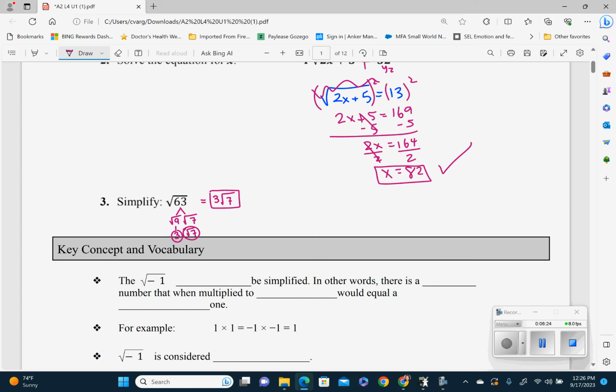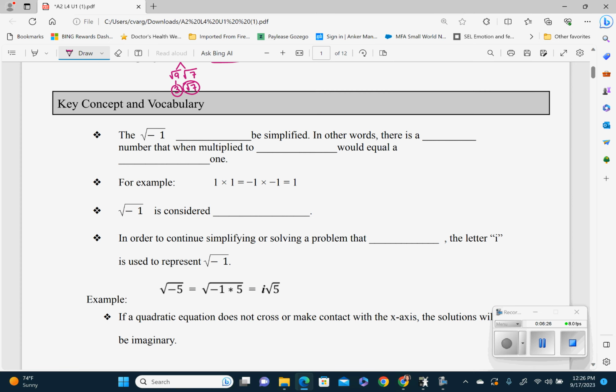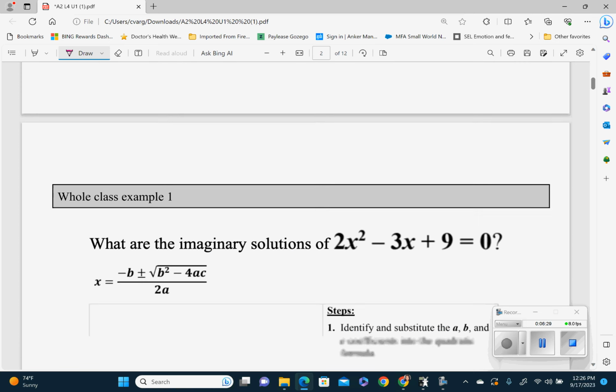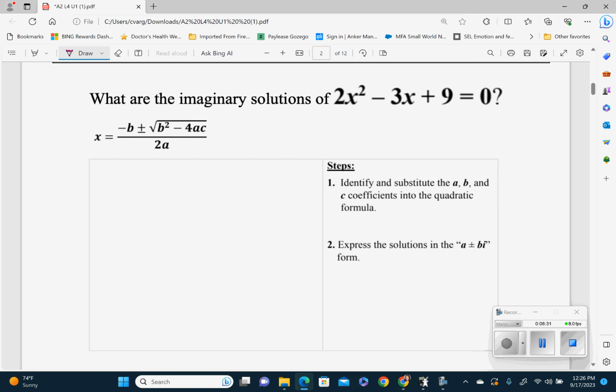All right. We're going to go ahead and do this part right here in class. So for right now, we would have done it already. So what are the imaginary solutions? Okay, so this here is, we have a trinomial, 1, 2, 3. They're giving us a formula here. This is called the quadratic formula.